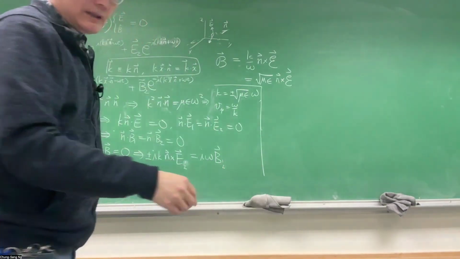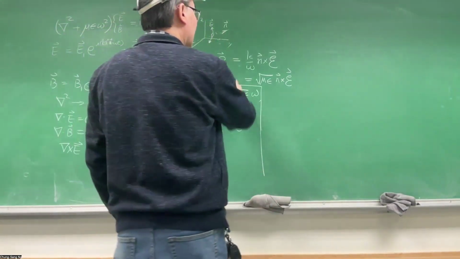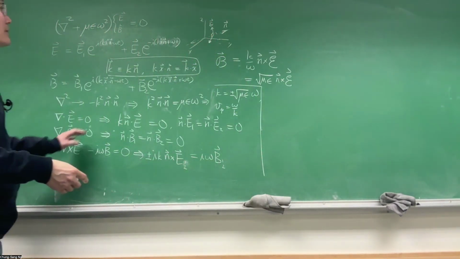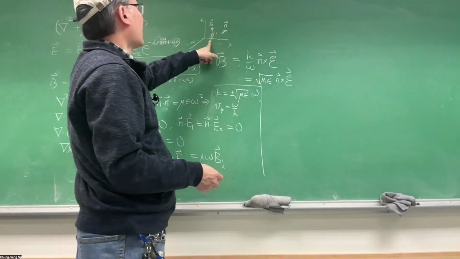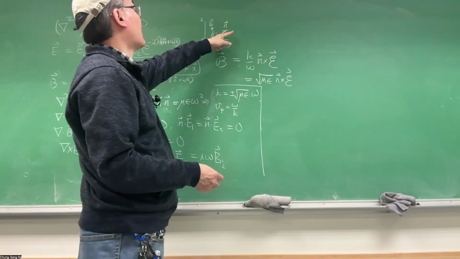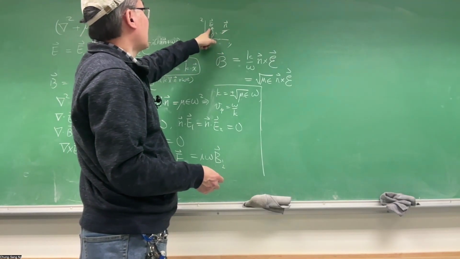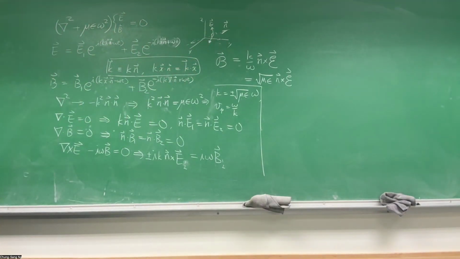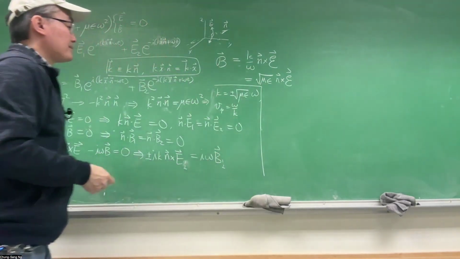Okay, so that's 7.11. All right. So the idea is that the wave is propagating with amplitude perpendicular to the propagation direction, and the two vectors E and B are also perpendicular to each other and satisfy the relationship like this.